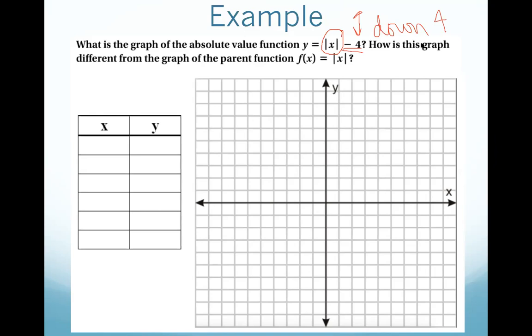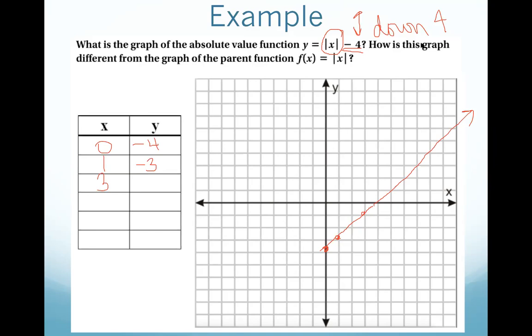So when x is 0, absolute value of 0 is 0, minus 4 is negative 4. Gives us this point here. When x is 1, the absolute value of 1 is 1, and 1 minus 4 is negative 3. I'm going to skip and go straight to when x is 3. The absolute value of 3 is 3. 3 minus 4 is negative 1. So we have this arm of the absolute value function that continues going up.